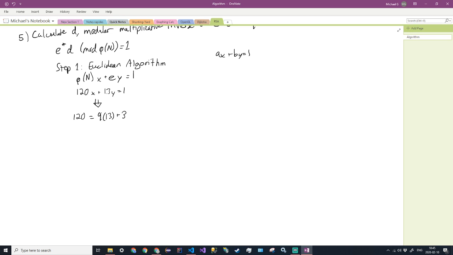Okay, sorry about that. So this is the first step in the Euclidean algorithm. We translate this x plus y equation into this equation here.